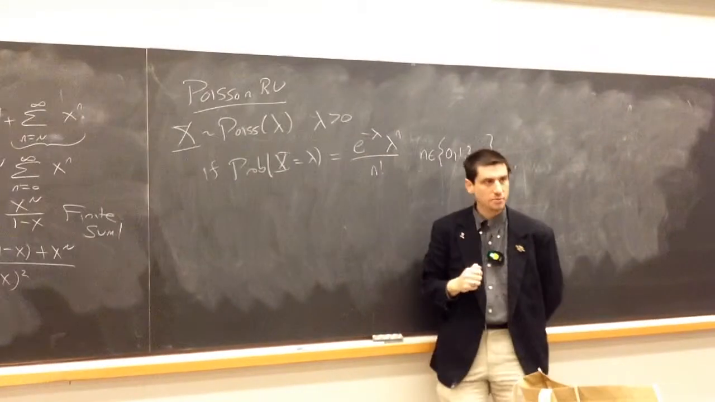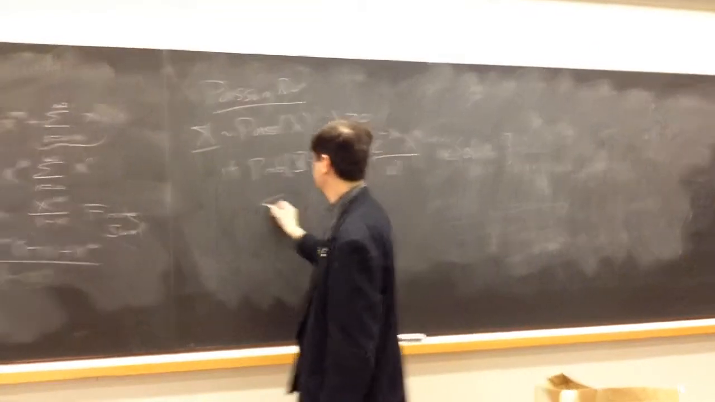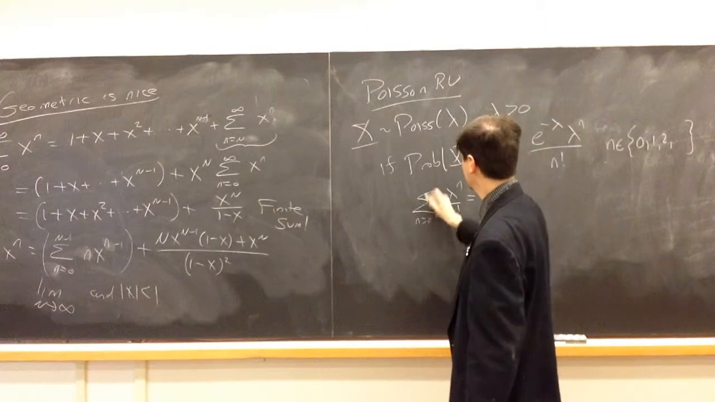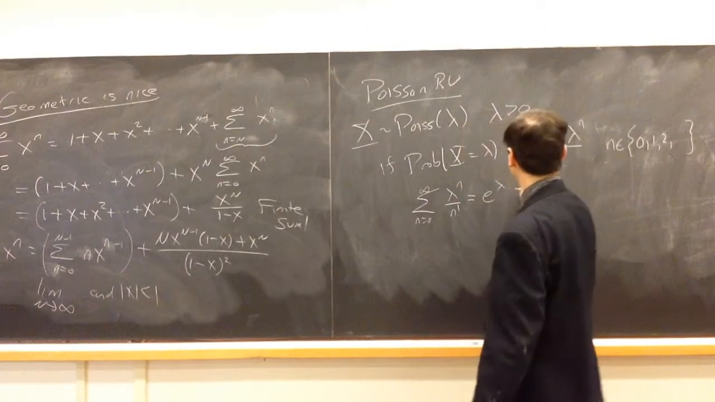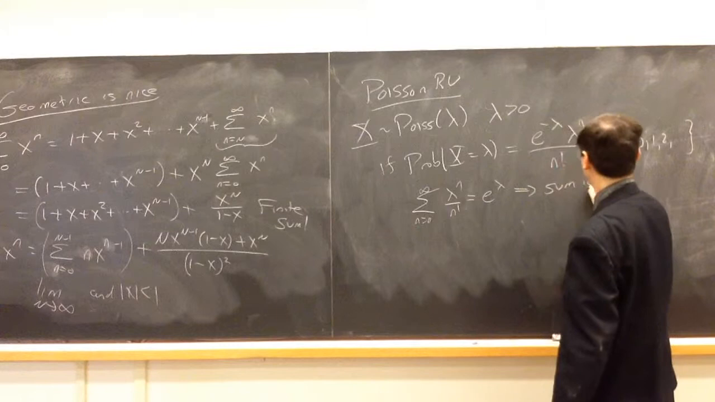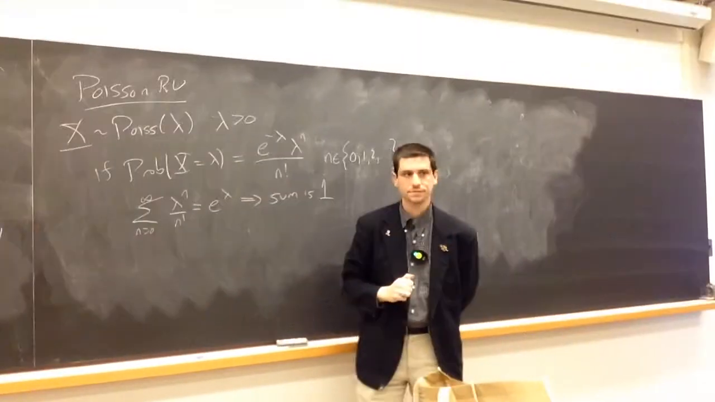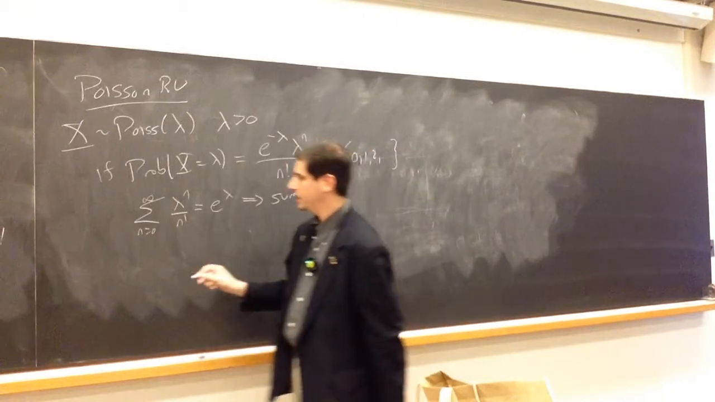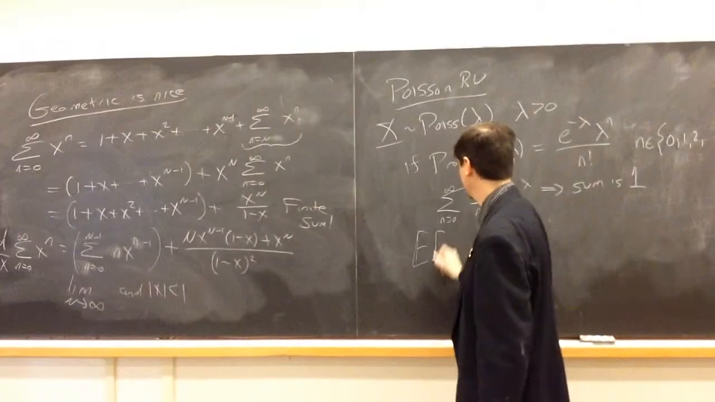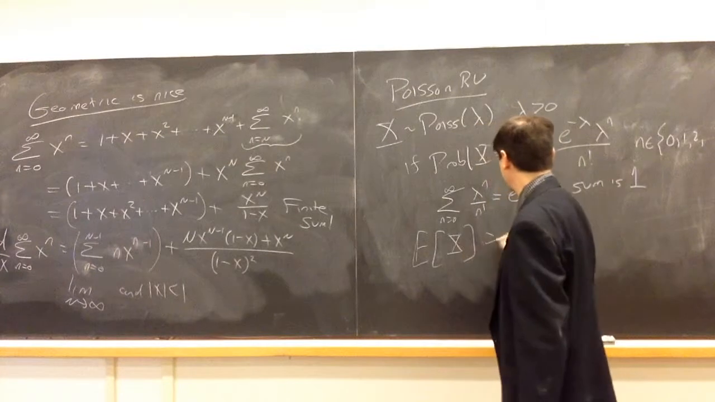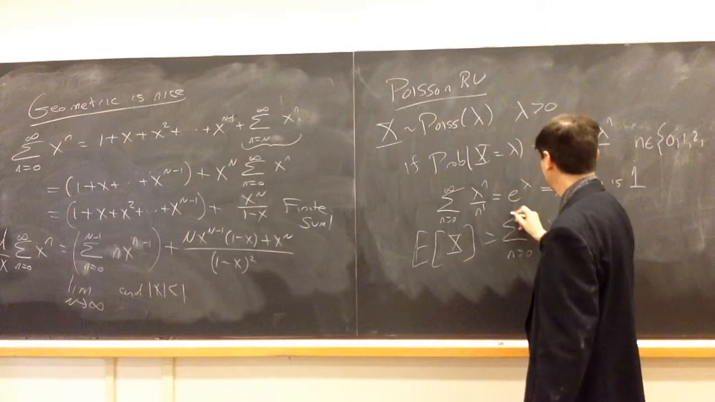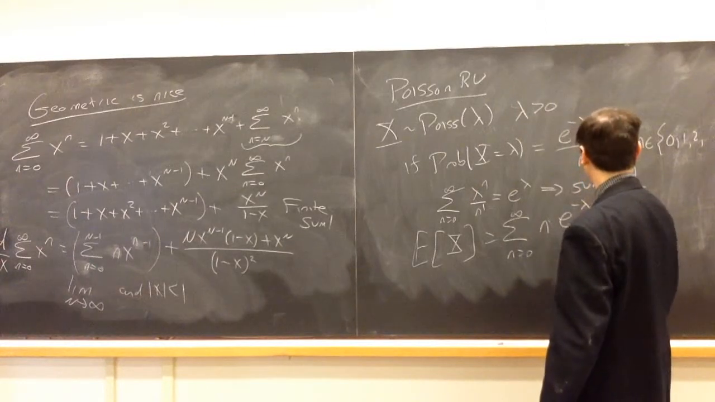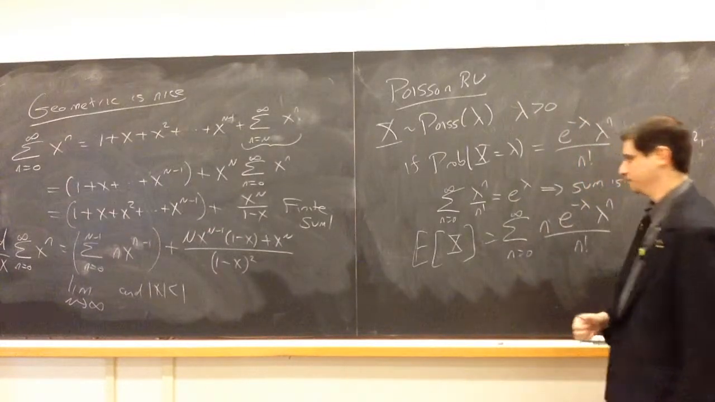And then the fact that it sums to 1 comes from the sum of lambda to the n over n factorial, n going from 0 to infinity, equals e to the lambda. This gives us the sum is 1. OK, so now we have a Poisson random variable. We want to calculate its mean. We want to calculate the expected value of X, which is going to be the sum n goes from 0 to infinity of n e to the minus lambda, lambda to the n over n factorial.